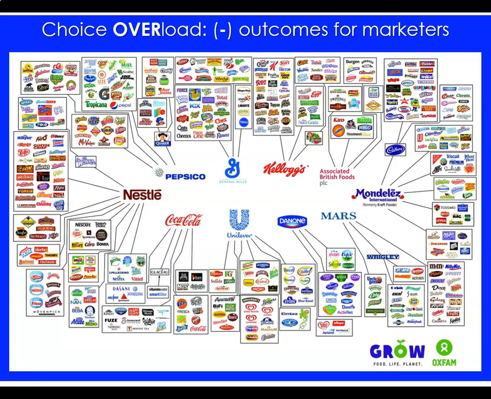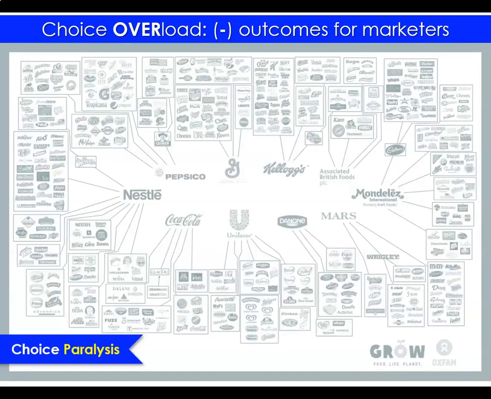The image on the screen shows a variety of food, consumer packaged products. You see a lot of brands that really have just a few parent companies. What do you think happens when a consumer is faced with such a large variance of brands and choices? If you guessed choice paralysis, you would be right. The outcome for a consumer might be the choice to make no decision. This outcome is bad for marketers and for the consumers.